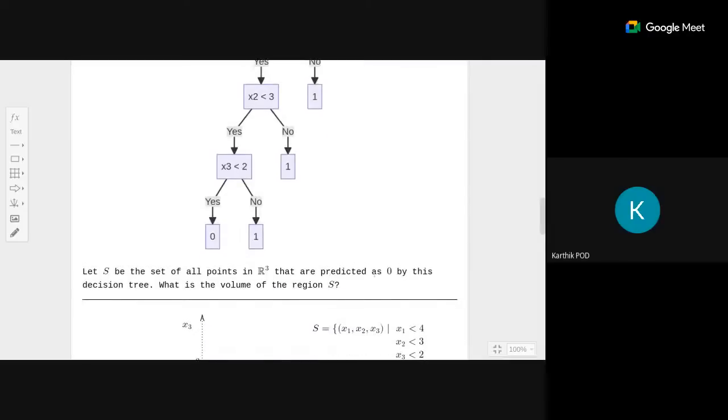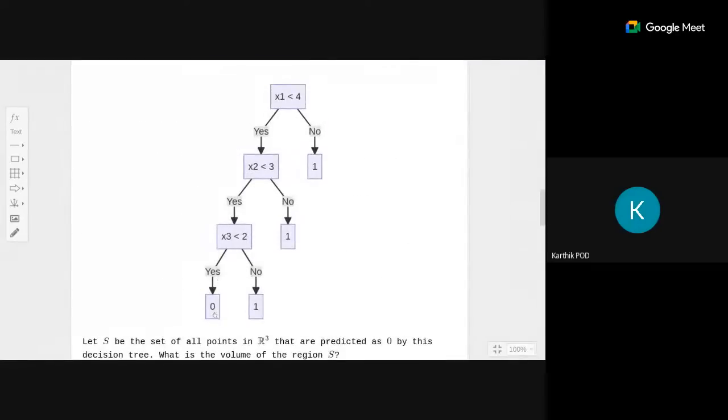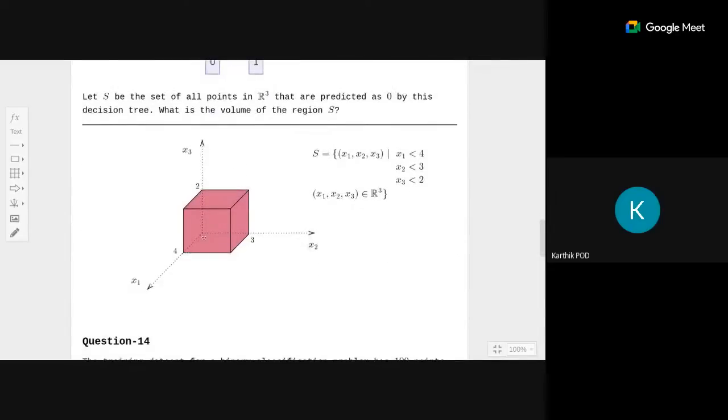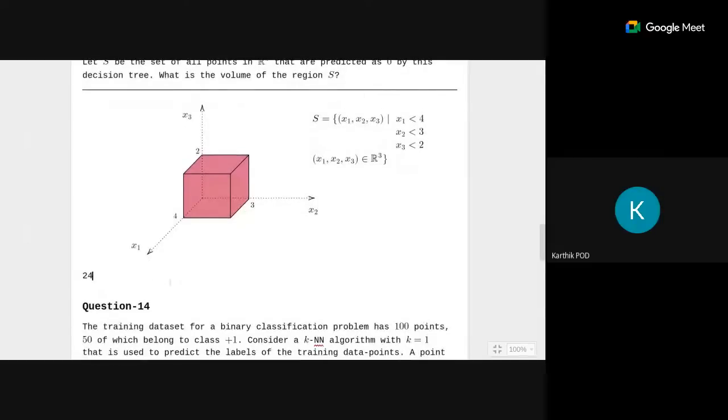If you are not able to visualize this, it looks something like this. For you to get 0 as the predicted label, X1 should be less than 4. X2 should be less than 3. It's an AND condition, so after X1 is less than 4, X2 should also be less than 3, and in addition X3 should be less than 2. X1 less than 4 is this region to the back of the space, X2 less than 3 is this region, and X3 less than 2 is the region below the top of the cuboid. So every single point in this red region will go to class 0, and that's why we are calling it a volume. So 4 into 3 into 2 is 24. The answer is 24.